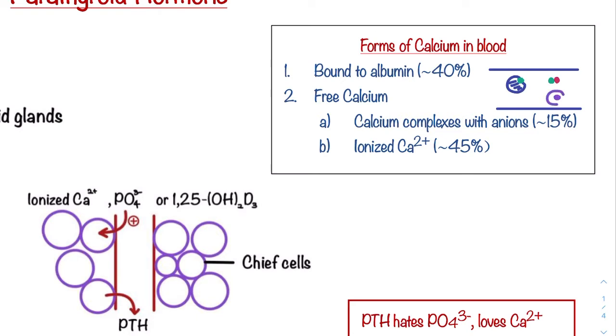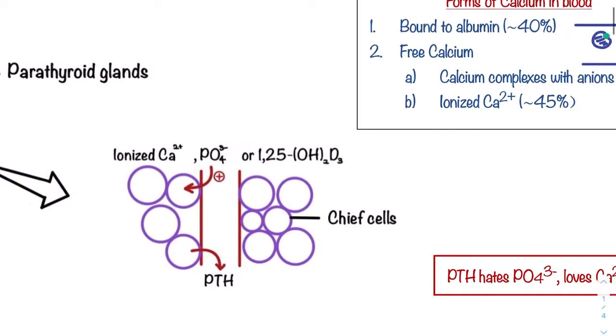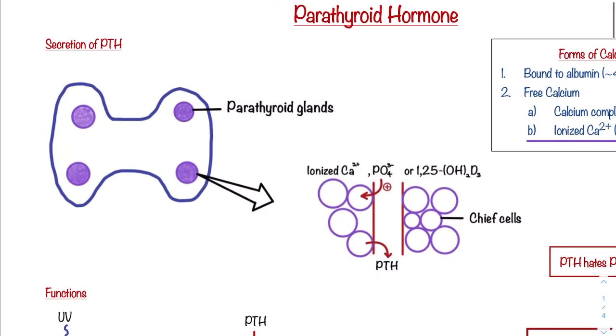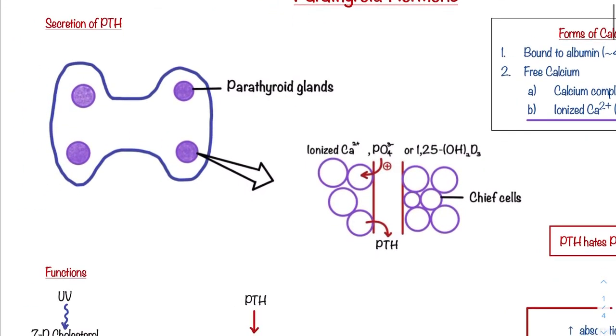Now these are what matters in this hormone, because the chief cells of the parathyroid gland, will come to that, detect levels of ionized calcium. That is what regulates the release of parathyroid hormone. Now let's look at the parathyroid glands. So the parathyroid glands, there are 4, are located on the posterior aspect of the thyroid gland. There are 2 superior and 2 inferior.